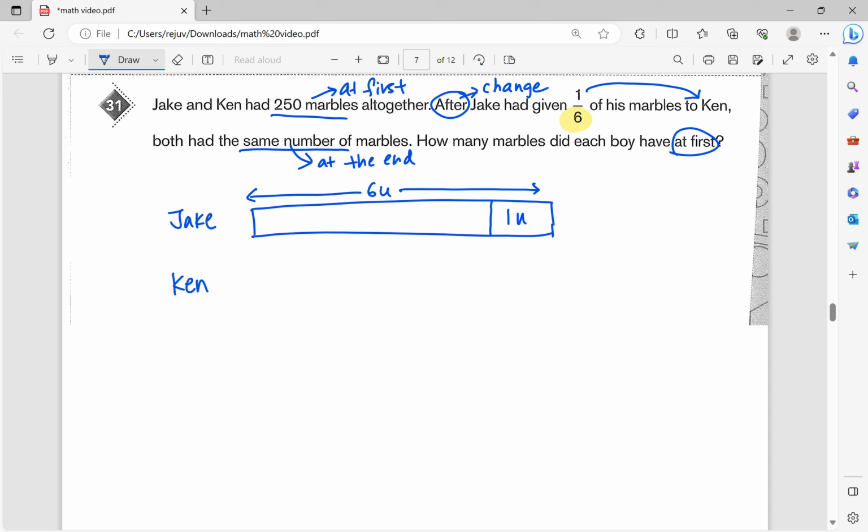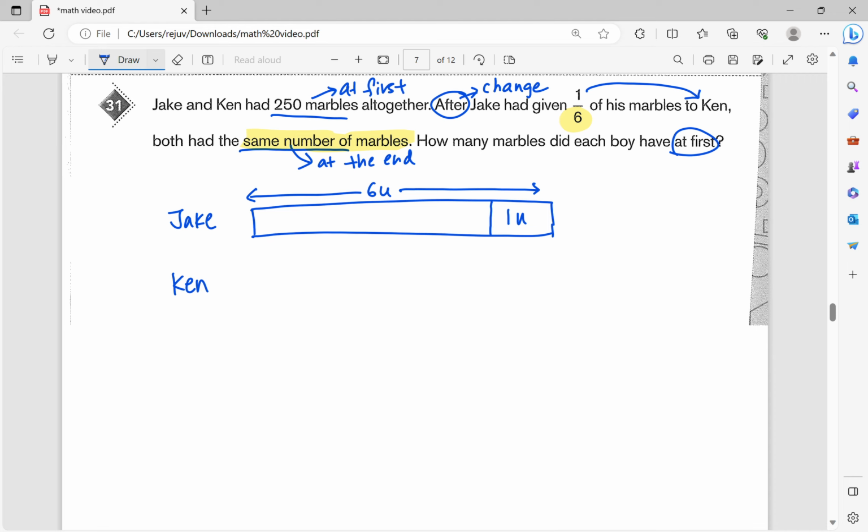So let's draw the model for Ken. Although we do not know how many units of marbles Ken has at first, we can derive this information after we have drawn the number of units of marbles for Ken at the end. So how many units of marbles does Ken have in the end? Since the question says that both boys have the same number of marbles in the end, first of all, we can find out how many units of marbles Jake has in the end.